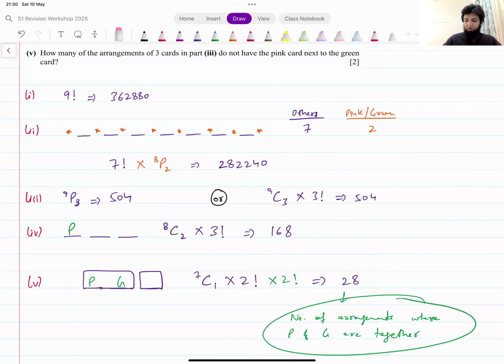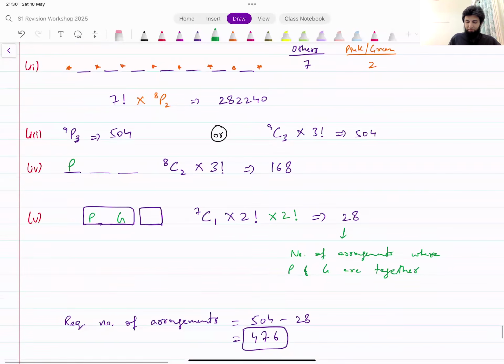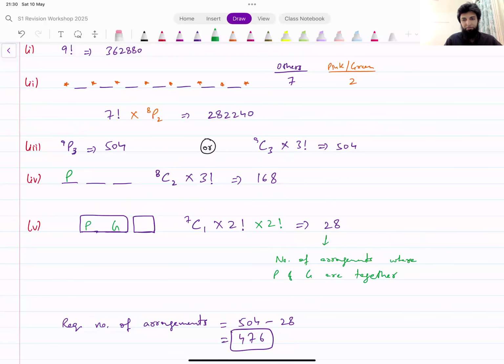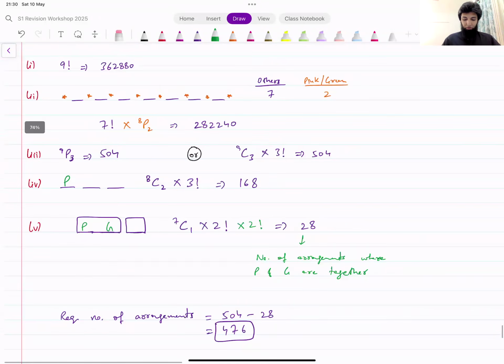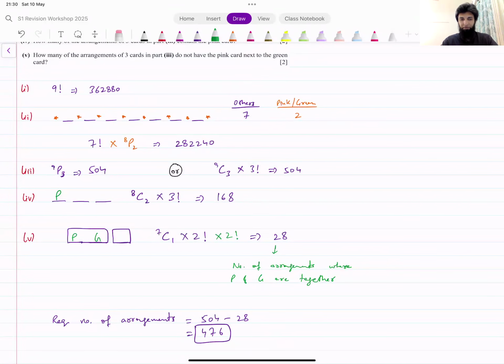We want that they are not together. If they are not together, we subtract this number from the total that we found in part 3, 504 minus 28, and that's 476, and that's the final result that we get from this. Make sense? So you have to break it down sometimes in combinations and arrangements separately. Whenever there's a condition in combination, you do that first, and then you do arrangement afterwards.